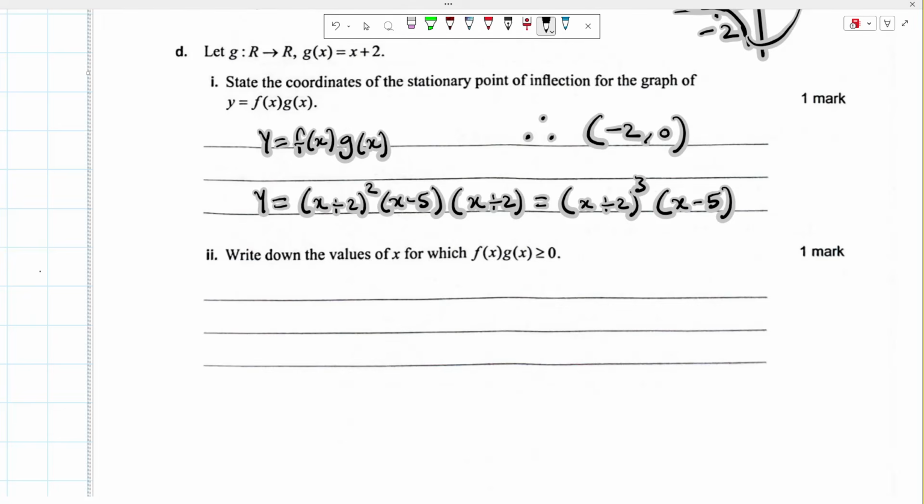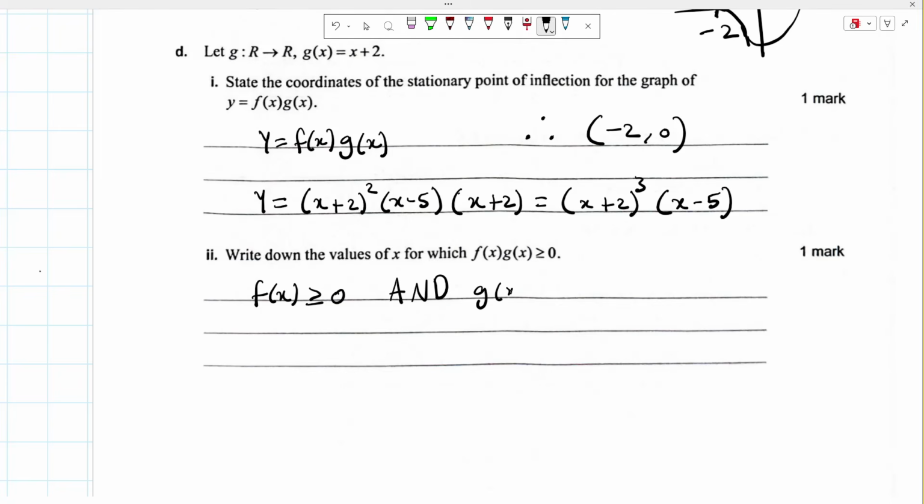Right? So we can have one of two important cases. We could have f of x is greater than or equal to 0, and at the same time, g of x is greater than or equal to 0. Or, the other case could be f of x is less than or equal to 0, and at the same time, g of x is also less than or equal to 0.